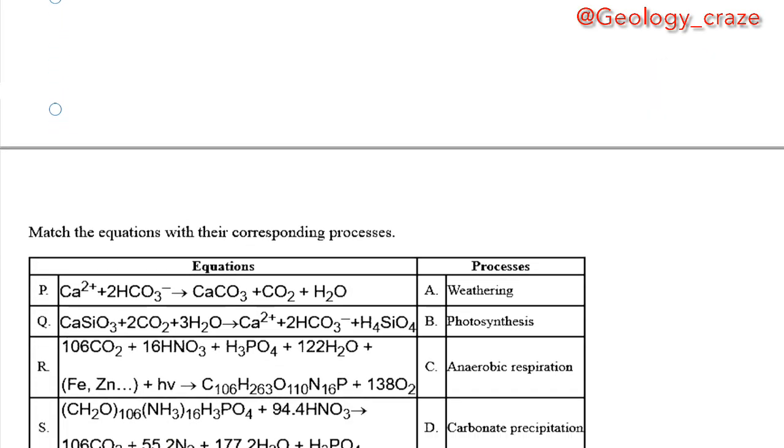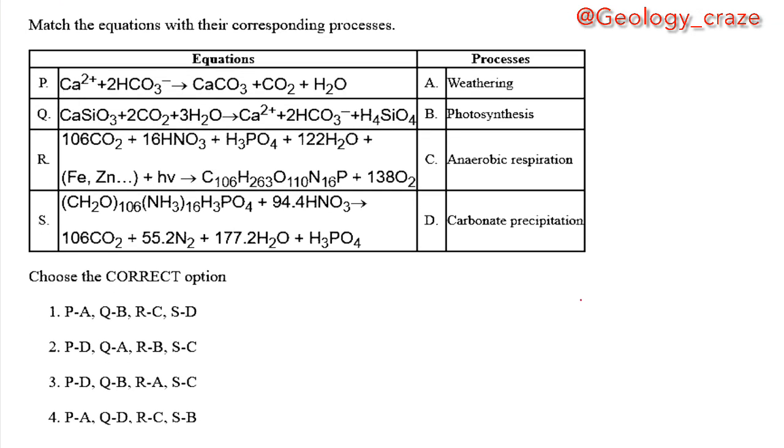So in the next question, there are four chemical reactions and four processes given: weathering and carbonate precipitation. These are the terms that we mostly read in geology. Photosynthesis and anaerobic respiration we heard of from our basic classes. So first we will start with weathering.